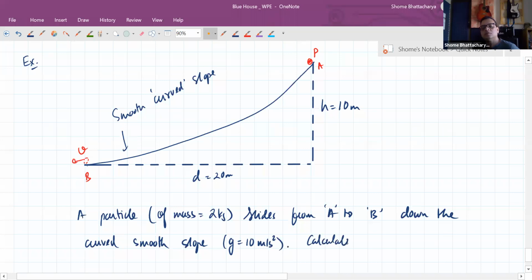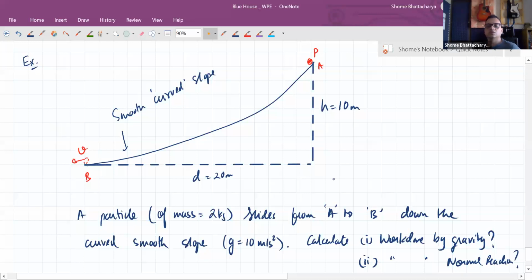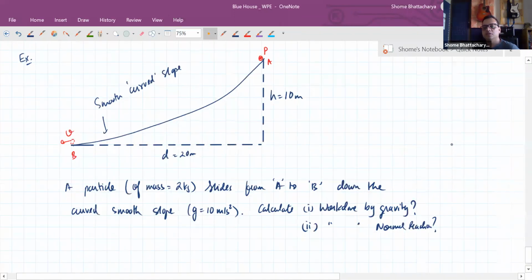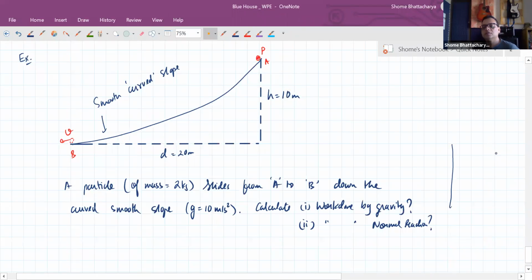Calculate work done by gravity, or by the weight of the body, and work done by normal reaction. Okay. So this is a very interesting problem. Just try it out. Remember the basic definition that we have talked about. Okay. That work done is F dot S for constant force, whereas work done is the integration of F dot ds in general.